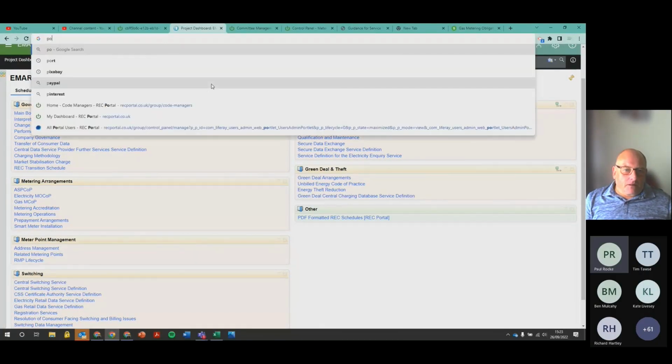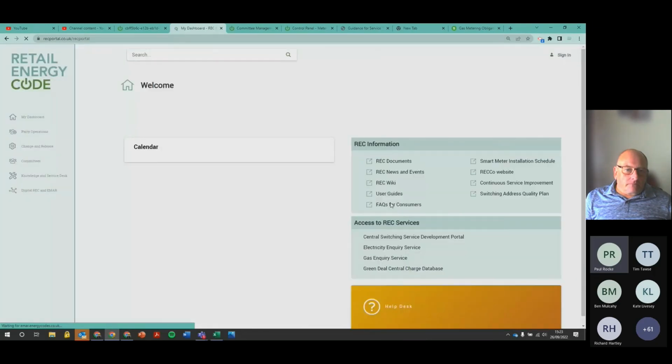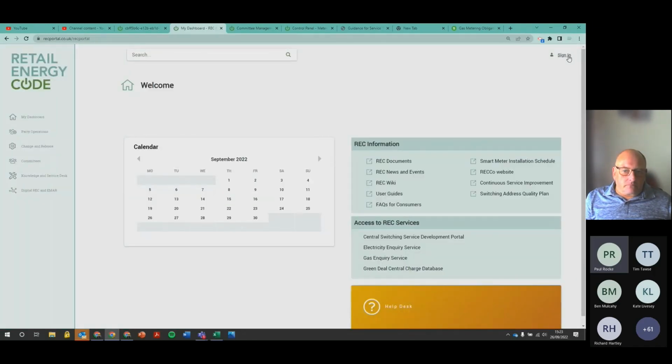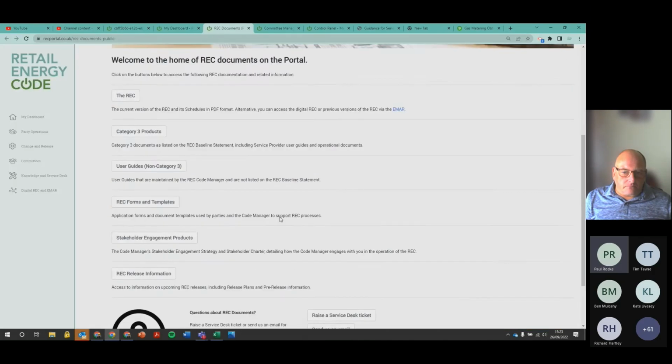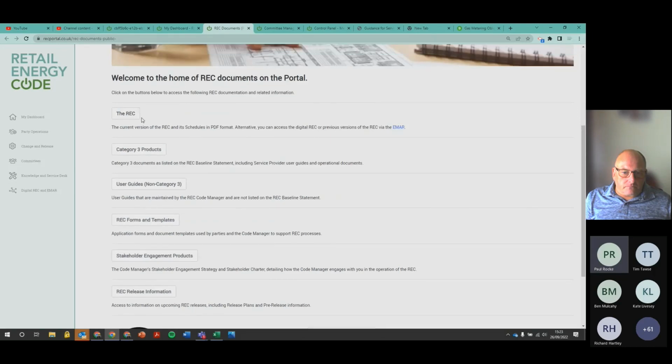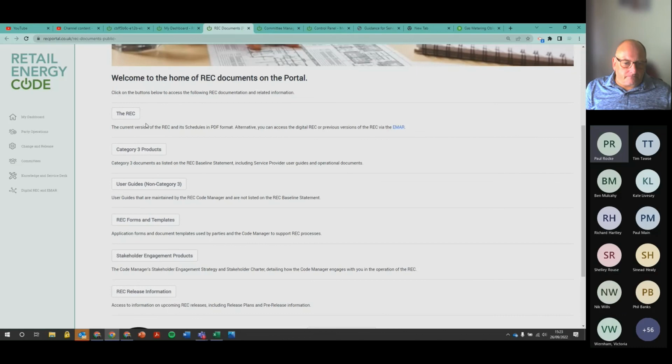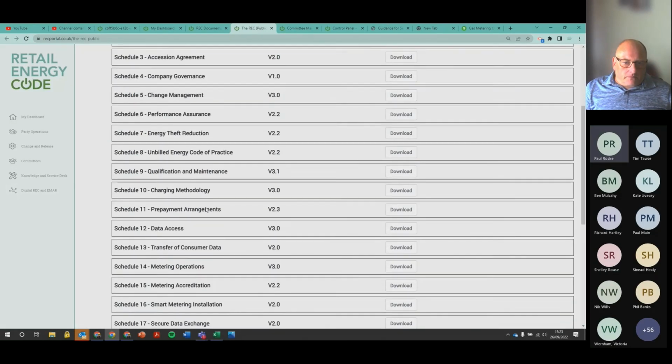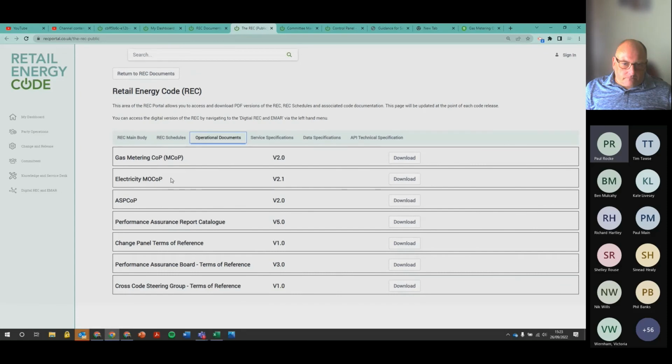This is EMAR as Dave's just been demonstrating, but on the rec portal itself as well, there is a tab here that you don't need to sign into a rec portal account for, on the front page, called rec documents. If you go through rec documents here, you can go down to see the current version of the rec, which you can download in PDF form, alongside all the schedules that exist under the rec as well, the operational documents such as the MCOP, the ASCOP, and things like that. So if you didn't want to go through the EMAR, or you didn't have an account, although as Dave said, it is simple to set up your own account, you can access the actual documents without having logged in through the front end of the portal here.